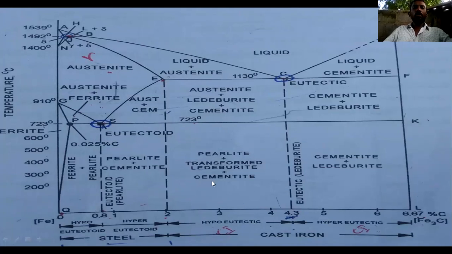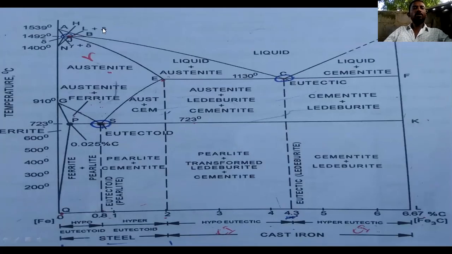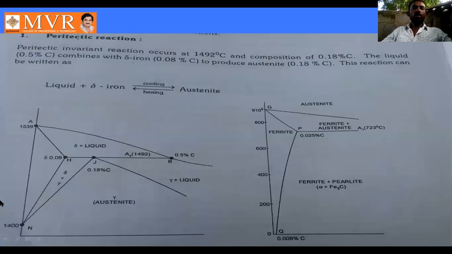సో కంప్లీట్లీ మనం స్లోగా డిస్కషన్ చేసుకుంటే దీంట్లో ఫస్ట్ టాపిక్ వచ్చేసి పెరిటెక్టిక్ రియాక్షన్. పెరిటెక్టిక్ రియాక్షన్ వీ కెన్ సీ ఆన్ దిస్ డయాగ్రామ్. సో లిక్విడ్ ప్లస్ డెల్టా ఐరన్. Liquid plus delta iron is nothing but one of the peritectic systems. So see here, peritectic reaction.